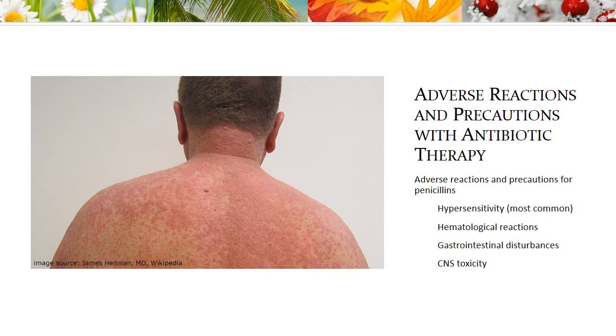In addition to allergic reactions, hematologic reactions such as thrombocytopenia and increased bleeding times have been reported. Gastrointestinal disturbances like nausea, vomiting, and diarrhea are common with oral dosing of penicillins, especially ampicillin. And nephritis has occurred commonly with methicillin. Also, patients with an underlying seizure disorder and patients with renal insufficiency are at greater risk for developing this complication.